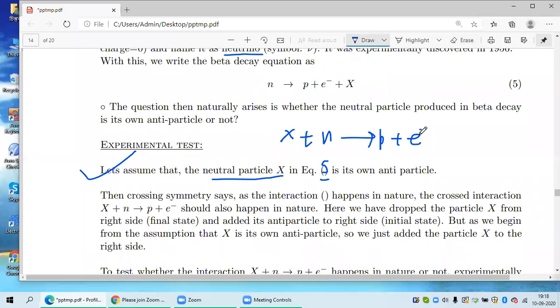Because from a lot of equations that happen in nature, we have always seen that all quantum numbers are conserved in a reaction. So if I take this particle on this side and make it an antiparticle, whatever the quantum numbers associated with the particles, they must be conserved if this happens in a reaction. If this reaction happens, do you agree?